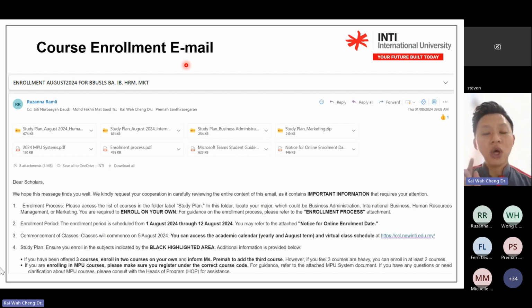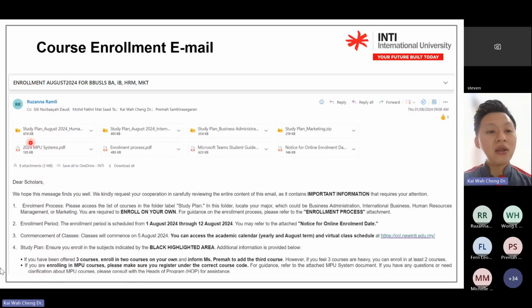Make sure you are always alert with your student inbox, and keep yourself updated with the university announcements. So this is an example of the course enrollment email which you will receive, starting from your second modular term onwards. If you can see from your screen now, there are a few important announcements or reminders for you when you want to register for certain courses in the upcoming modular term. You can read it yourselves.